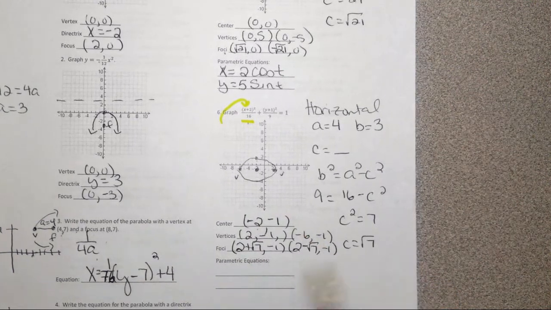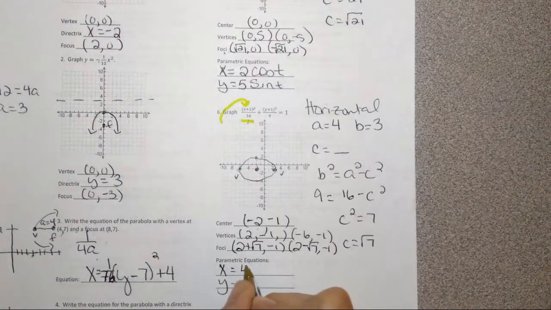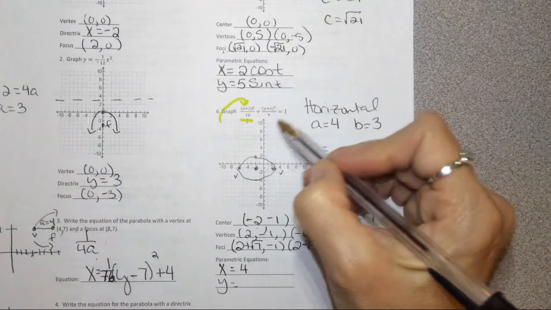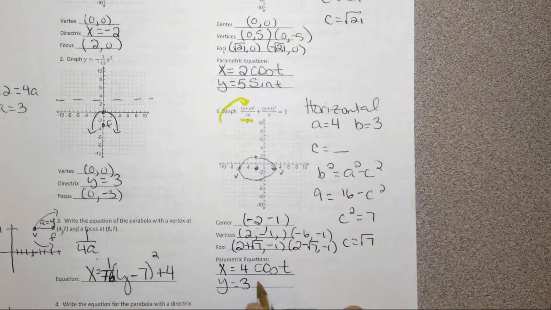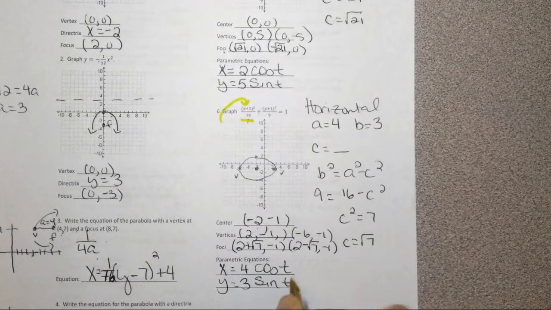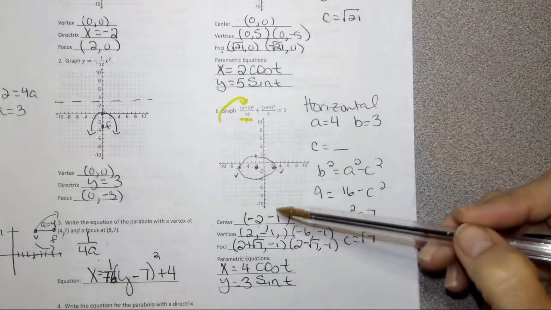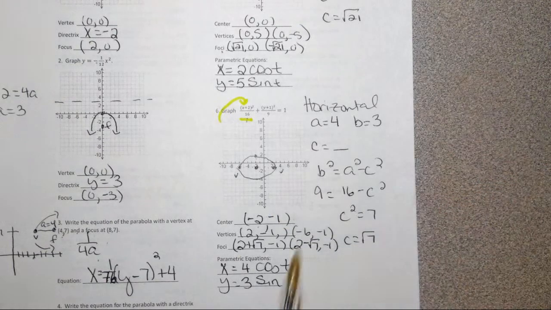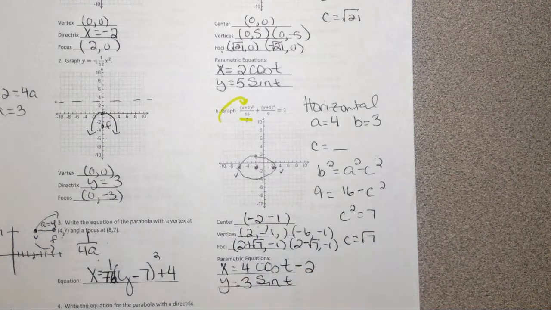For parametrics, again, I need an x and a y. I look at the x, and below it I see a 16, so I write down 4. I look at the y, below it I see a 9, so I write down 3. X always gets cosine. Y always goes with sine. This time I have a center that's not at 0, 0. When you're writing the parametrics, you don't do the opposite. I write exactly what it says. My x coordinate is -2, so I write down -2. My y coordinate is -1, so I write down -1.